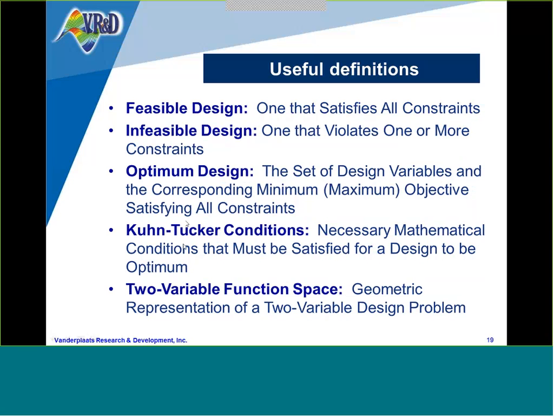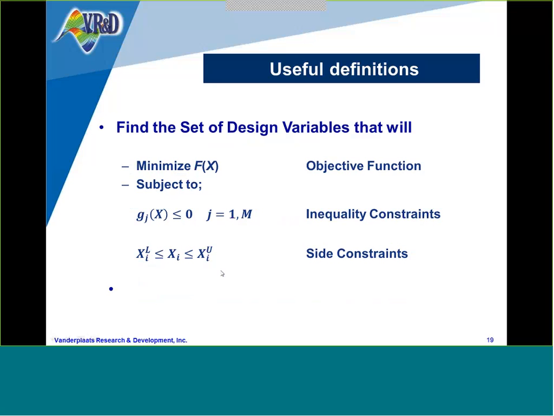There's what's called the Kuhn-Tucker conditions. There are mathematical ways to prove that we have an optimum, or at least a relative optimum. There may be numerous optimum. We don't know because we can't see in 100 dimensions. And we'll use a 2-variable function space just to describe some of the technology. So finally, the optimization task is minimize f of x, subject to g of x less than or equal to 0, and x between lower and upper bounds.